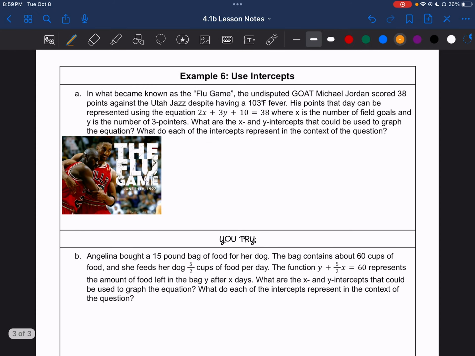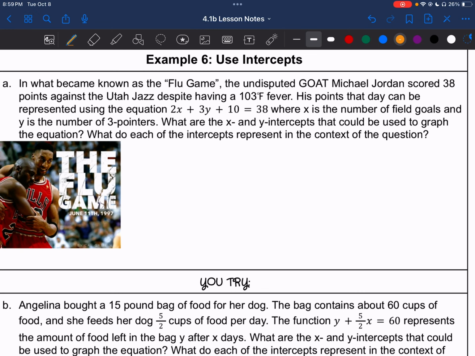All right, we're going to go to the next page now where we have some uses for intercepts. So our story here is in what became known as the flu game. The undisputed GOAT, Michael Jordan, scored 38 points against the Utah Jazz despite having a 103-degree fever. His points that day can be represented using the equation 2x plus 3y plus 10 equals 38, where x is the number of field goals and y is the number of three-pointers. What are the x and y intercepts that could be used to graph the equation? And what do each of the intercepts represent in the context of the equation or of the question?